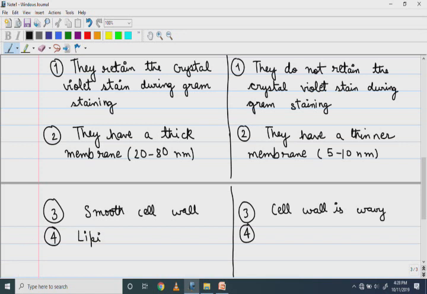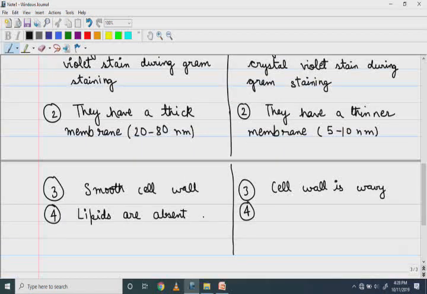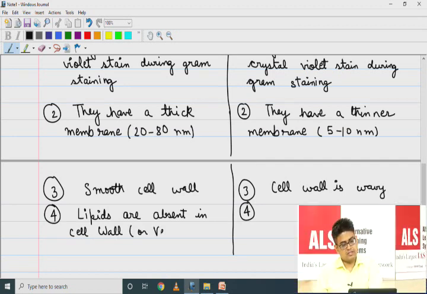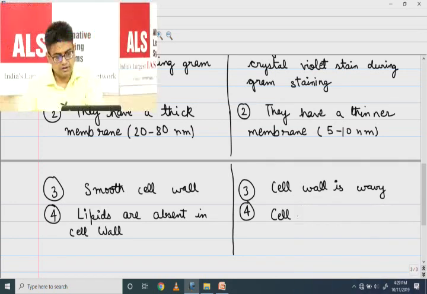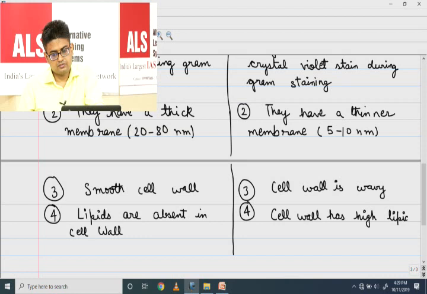Lipopolysaccharides or lipids are absent in the cell wall of gram-positive bacteria, or if they are present, it is very little. You can basically say it has no lipopolysaccharides at all. But in the case of gram-negative bacteria, the cell wall has a very high lipid content.